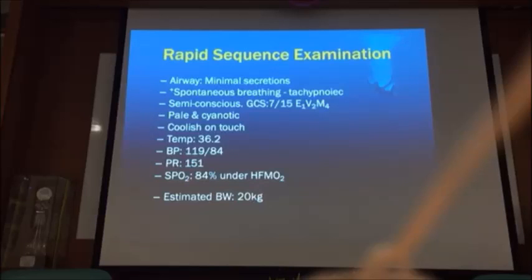Usually, if you are working in resuscitation, every case has some situation there. But the patient is still breathing, but tachypneic, semi-conscious with GCS of 7, pale and cold on touch with temperature of 36. So what are the assessments you are to specifically look for?